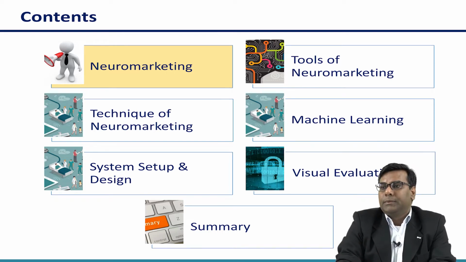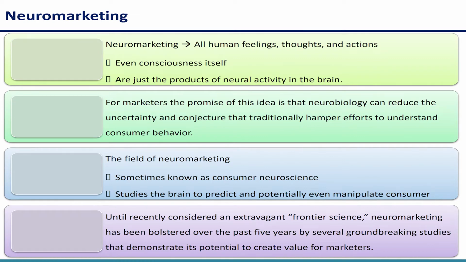So neuromarketing is about all human feelings, thoughts, and actions: what we think, what actions we do, what type of feelings we have. All these human processes can be used in neuromarketing. Even consciousness itself is just the product of neural activity in the brain.